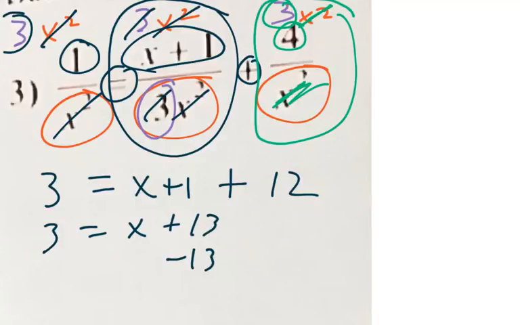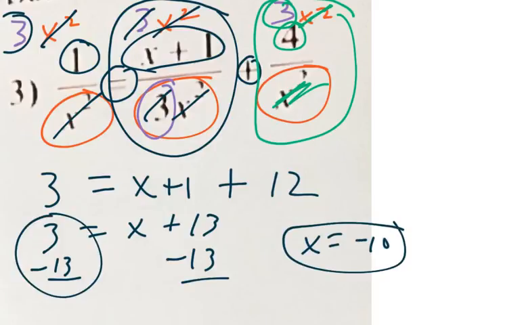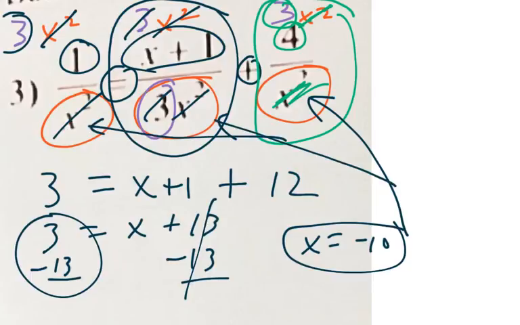Once I minus 13 both sides, x is going to equal negative 10. 3 minus 13 is negative 10, right? Now, you normally want to check your answer, guys, but let me just tell you that if you plug in negative 10 there, and there, and there, it will work. And in a previous video, I showed you how you can use a calculator to verify that, okay?